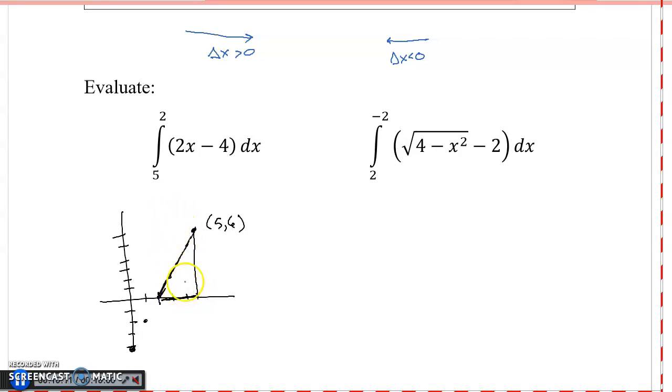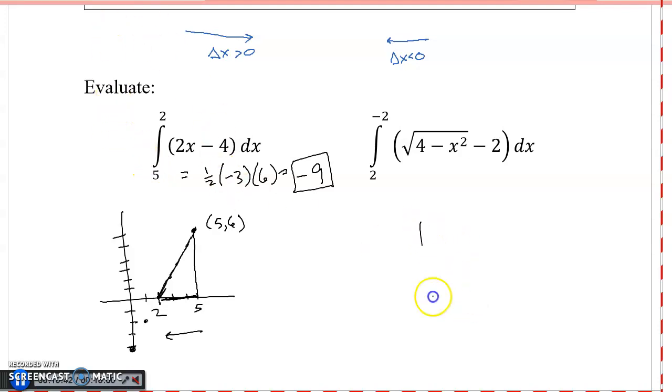But keep in mind that we're starting with 5, and we're going to 2, so that means that delta x or dx is negative. So we'll find the area of this triangle, but this time the x value of 3 is actually a negative 3. The height is 6, so the answer works out to be negative 9. If this were the integral from 2 to 5, then we would have a positive 9, but since we flipped the order of the integral, it'll be a negative 9.